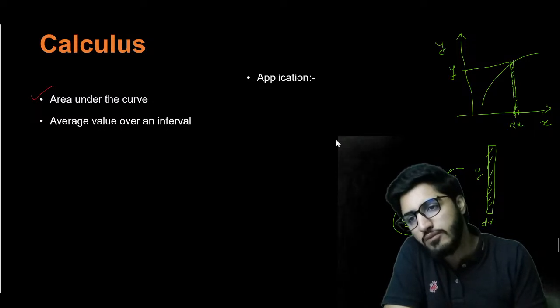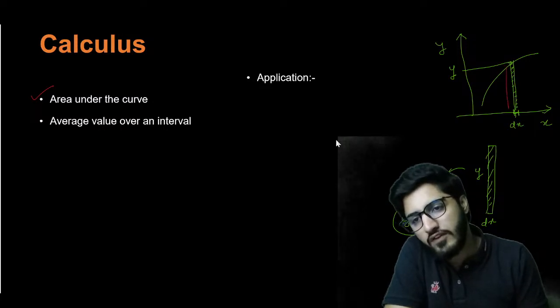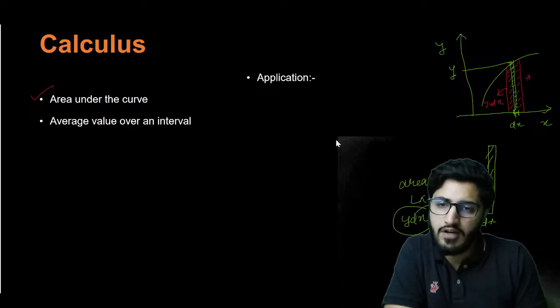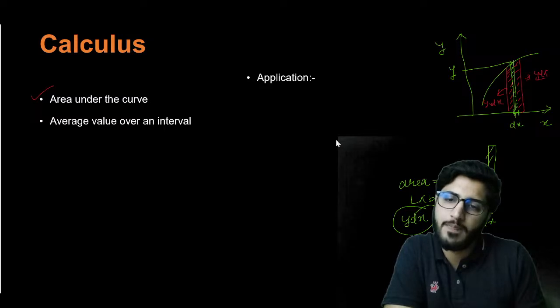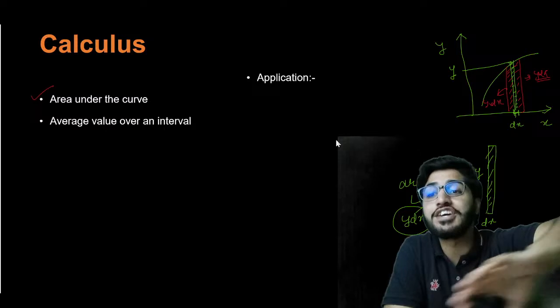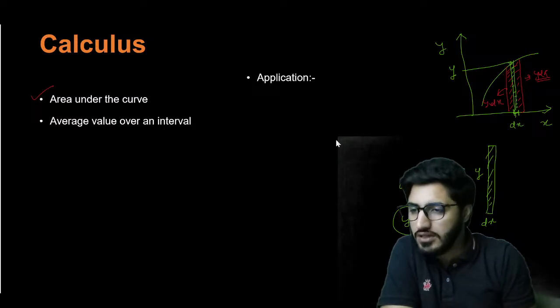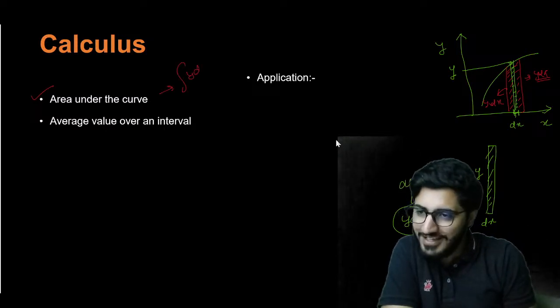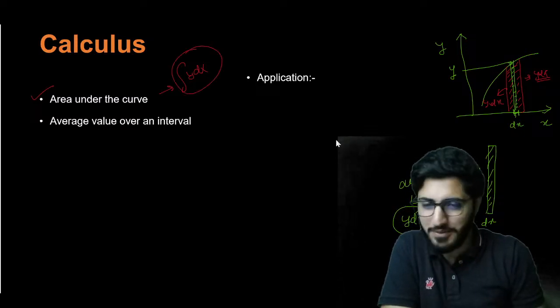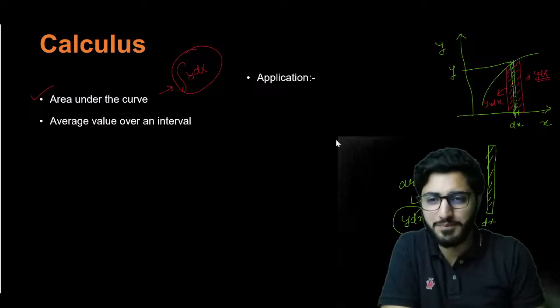If I take one more here, its area would also be, let's suppose, y1 dx. If I take one more here, its value will also be y dx. Clear? We have to sum all of these, so we have to integrate it. So the area under the curve will become integration y dx. Simple, right?